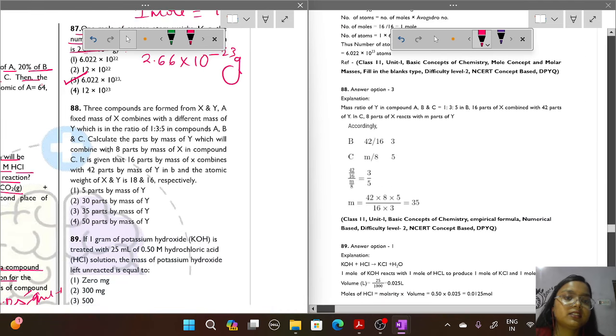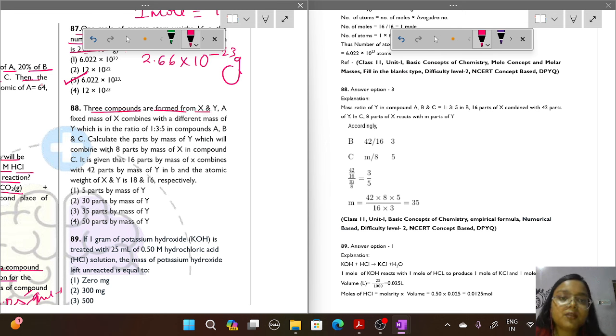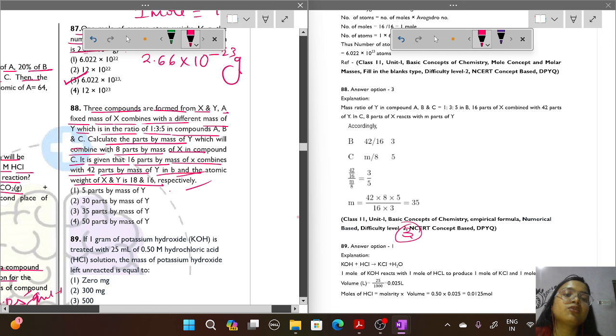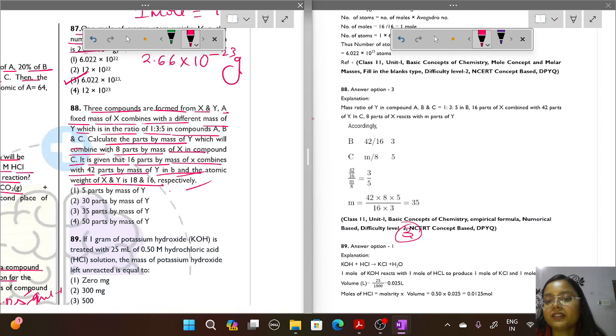Question number 88. 3 compounds are formed from X and Y. A fixed mass of X combines with different masses of Y, which are in the ratio 1:3:5 in compounds A, B and C. Calculate the parts by mass of Y which combine with 8 parts of mass of X in compound C. It is given that 16 parts of mass of X combined with 42 parts of mass. Okay, this is a long question and difficulty level should be 3. Upon reading the question only, if you cannot find it, then it is a difficult question. Okay, so let's try solving this.